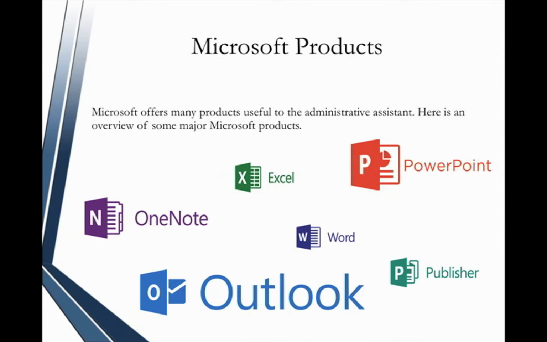Microsoft products. Microsoft offers many products useful to the administrative assistant. Here is an overview of some of the major Microsoft products that you may be using. Outlook is an email scheduling program. You can use Outlook to send and receive messages, plus to store messages in folders and then to print them. Outlook links to a calendar for scheduling purposes.